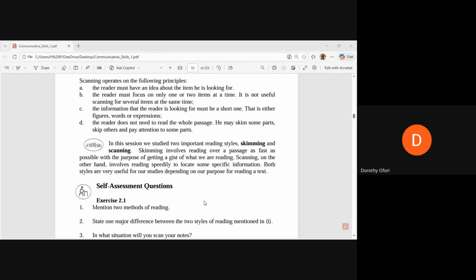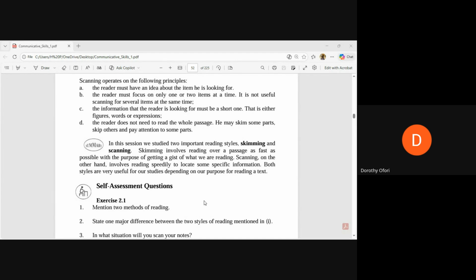Please, any question again? Any question? Godwin, your hand is up. Please, madam, I want to ask, is skimming a reading weakness or a cognitive skill? Is skimming a reading weakness or a cognitive skill, depending on how and when it is used? You even have the answer to it.